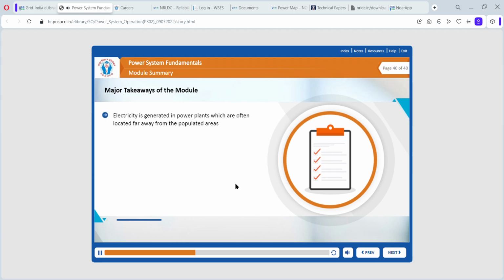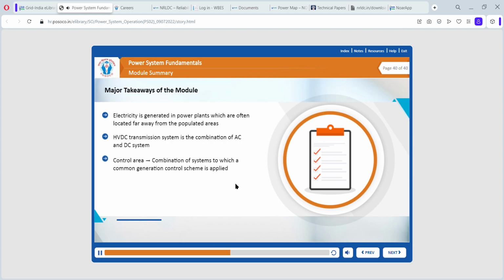Electricity is generated in power plants, which are often located far away from the populated areas. There are various types of power generating stations, such as thermal, nuclear, hydro, solar, wind, etc. HVDC transmission system is the combination of AC and DC system. A control area is a combination of systems to which a common generation control scheme is applied. HVAC has a higher line cost than DC for the same transmission capacity, as it requires at least 3 conductors while DC systems only require 2.